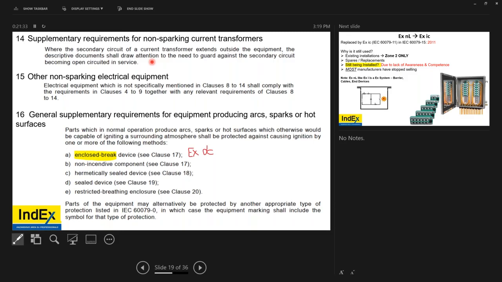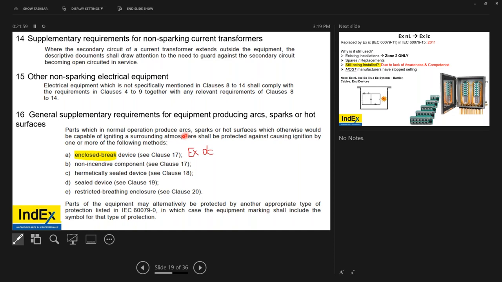Now, other non-sparking electrical equipment. If it's not mentioned through clause 8 to 14, it shall meet the requirements of clause 4 to 9 together with any relevant clauses of 8 to 14. That is bloody confusing. It's too much. This is why they changed this.